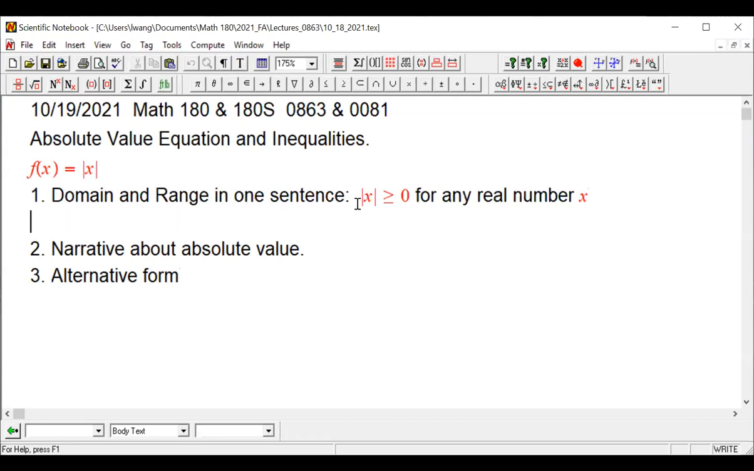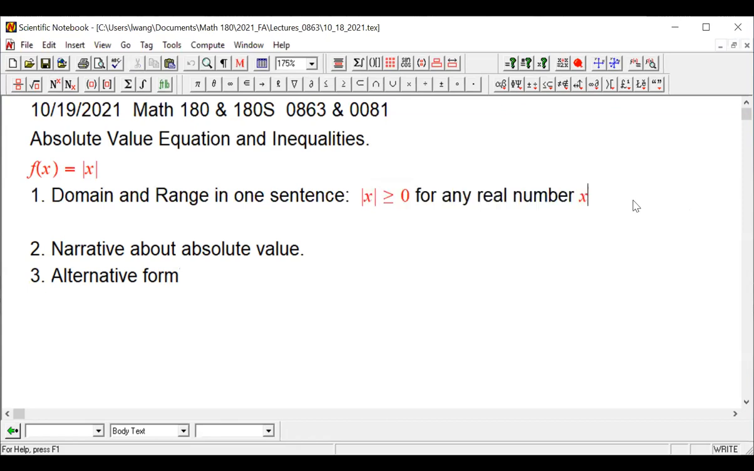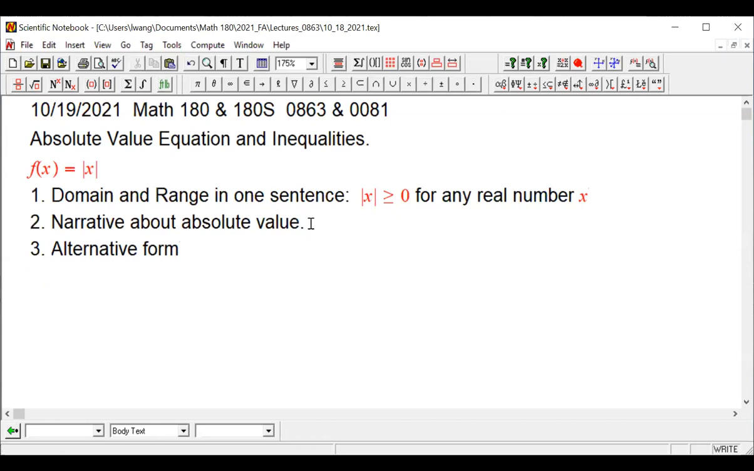The absolute value of any real number is greater than or equal to 0. This statement is true for any real number. That's the domain and range in one sentence. Remember we did that? The second one, the narrative. This is reviewing for your midterm.